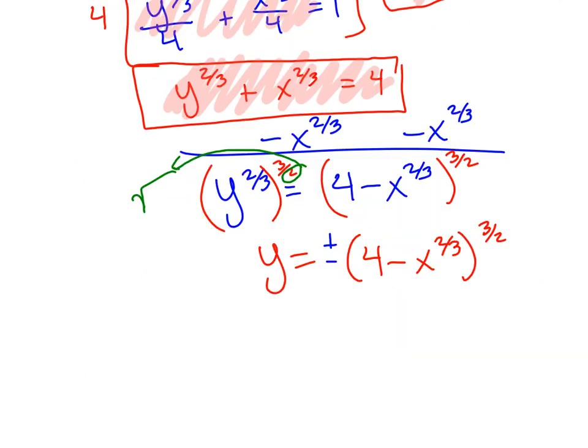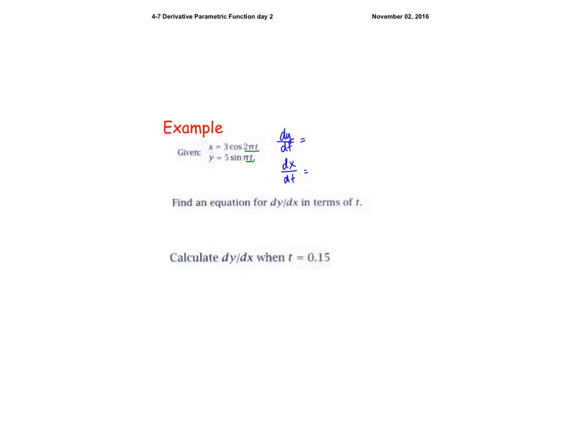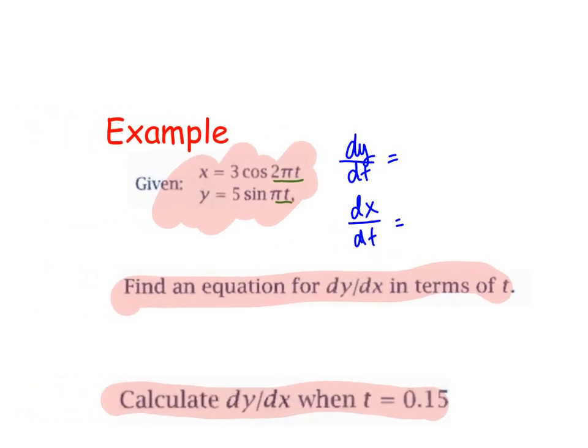Now our equation is already in terms of y's and x's, but if you want to solve it for y, you can do that as well, and you should end up with this value right here. So let's do another one. Given these two parametric functions, go ahead and find the equation for dy/dx in terms of t, and then calculate that when t equals that. Okay, that's the exact same thing as the first example, so let's do that real fast.